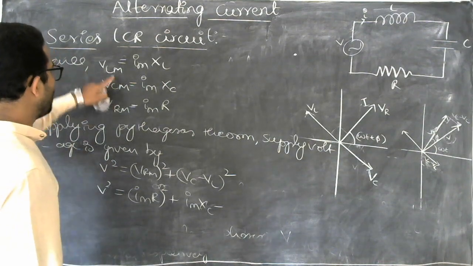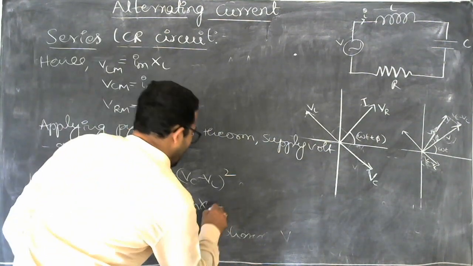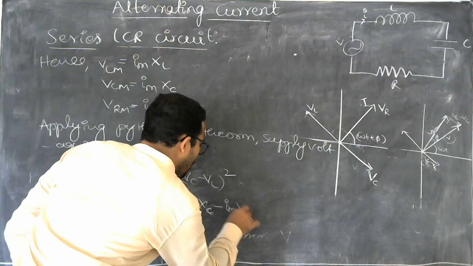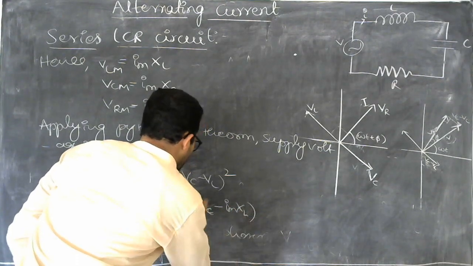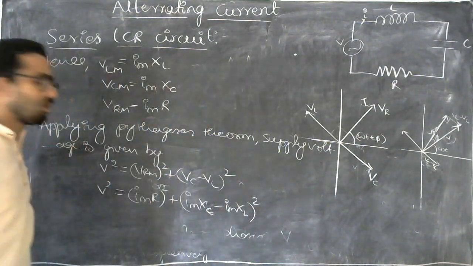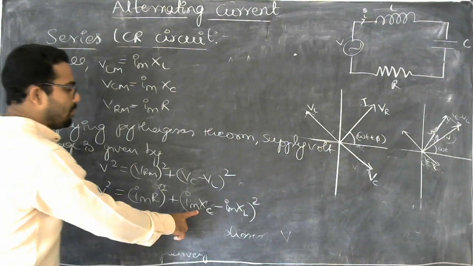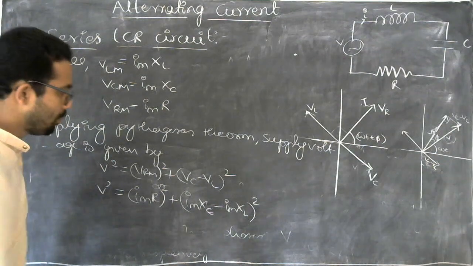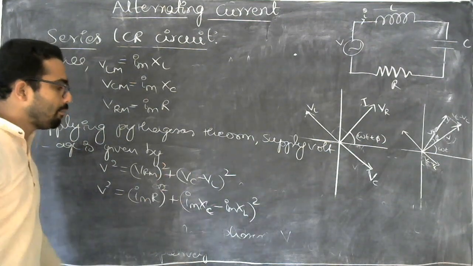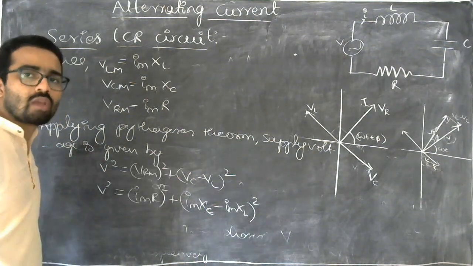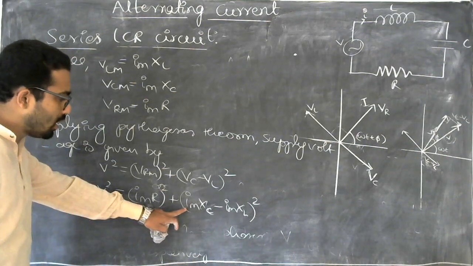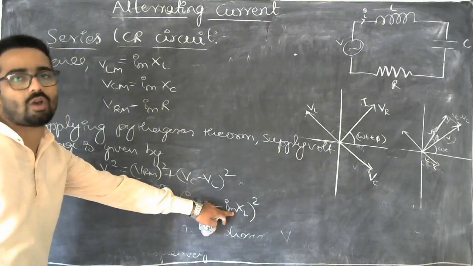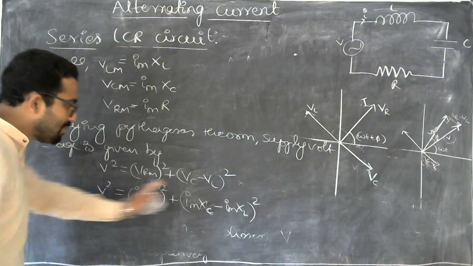Im into Xc, Im into XL, the whole square. So this is in the form of (a minus b) whole square. So you have to use the formula and expand it. After expanding, you will see Im square as a common factor, so you have to take Im square out.